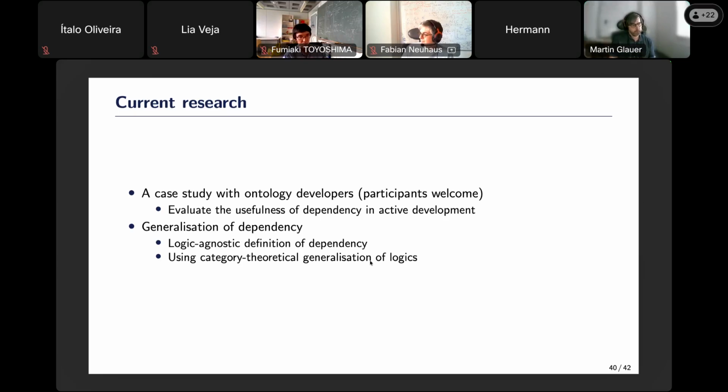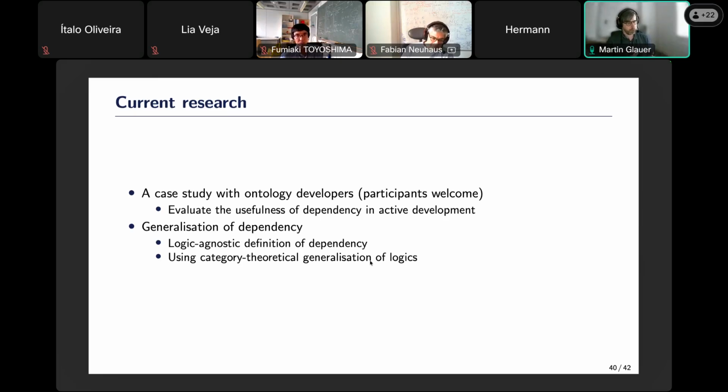Another interesting thing that we are doing right now is looking at a generalization of this notion of dependency. In this talk, we consider just ontologies written in EL, DL, and so on. But of course, there are many more. In our original publication on this topic, we considered logics that look like first-order logic, but there are, of course, many more logics.